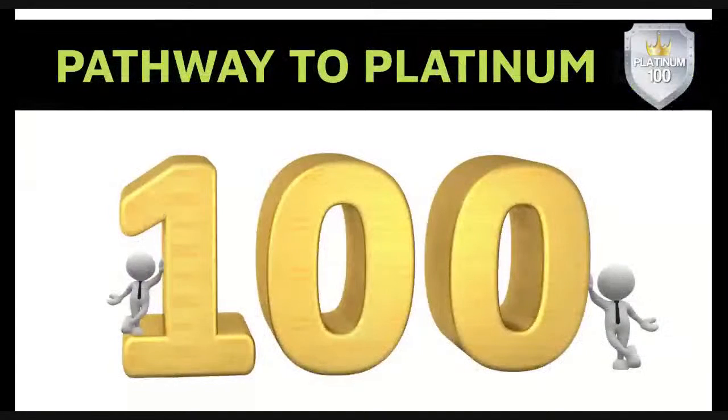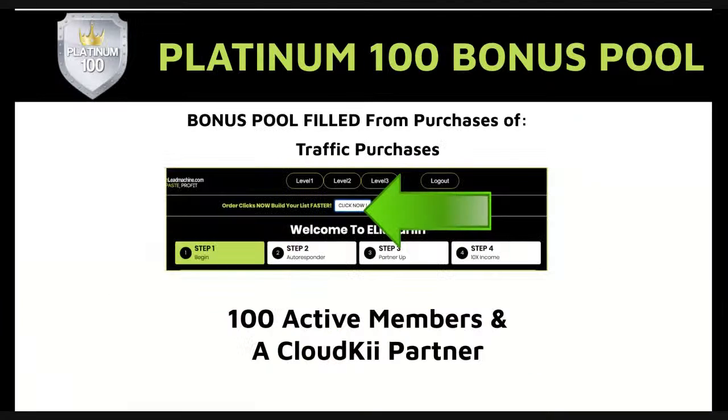The Platinum 100 program inside the system, all that requires of you is that you have 100 active members in the system. Basically, that's just 100 people who've double opted in, confirming that they gave you the right email address. And then you'll be eligible for the Platinum bonus pool. Now, it is important that you become a CloudKey partner in order to participate in this. The bonus pool is filled from the traffic purchases, any of the profit that is made. A portion of that goes into a pool and is paid out to anybody who is qualified at the Platinum 100 level or above inside of the Evergreen Lead Machine system.